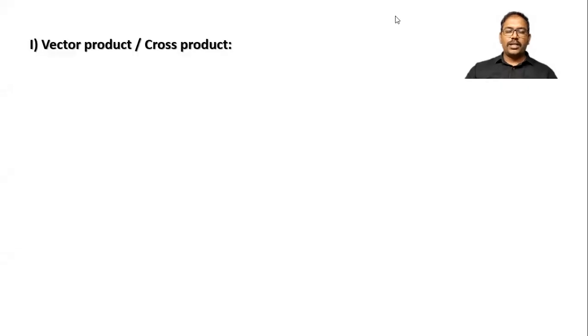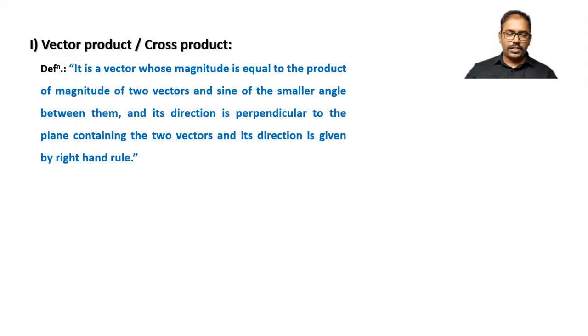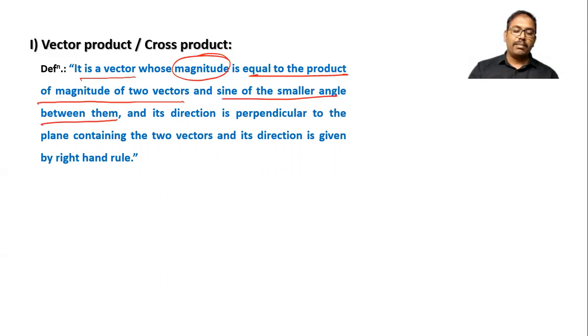Now we start vector product. It is also called cross product because it is shown by a cross. Now what is vector product first? It is a vector, because after multiplication of two vectors we are getting a vector, whose magnitude is equal to the product of magnitudes of two vectors and sine of the smallest angle between them. And its direction is perpendicular to the plane containing the two vectors.